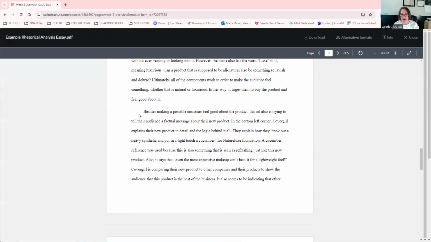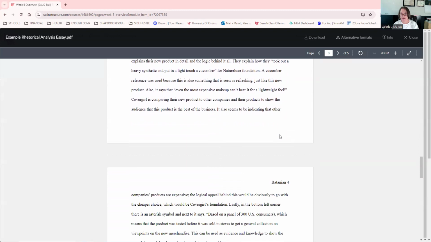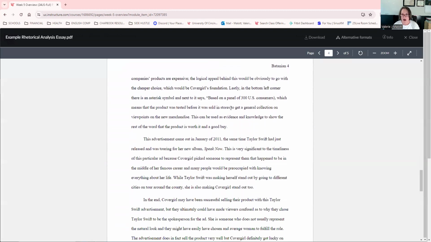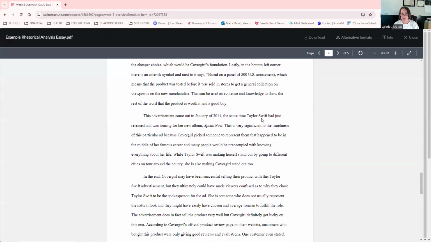Either way, then the following paragraph is logos, right? The audience, they are telling their audience a factual message about the product, and they once again use examples from the fine print on the advertisement. Then this short paragraph is talking about Kairos.